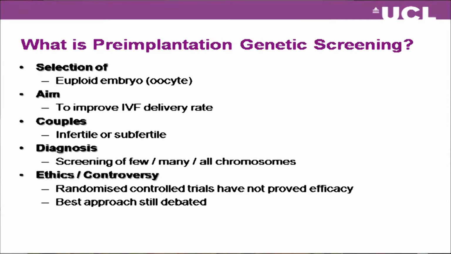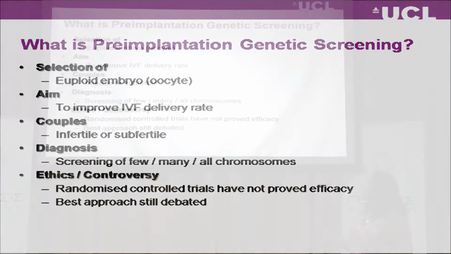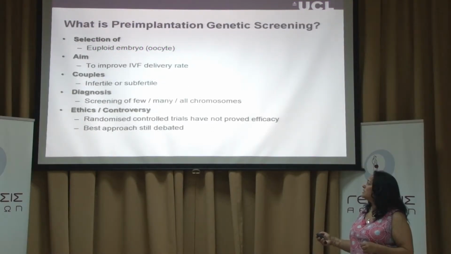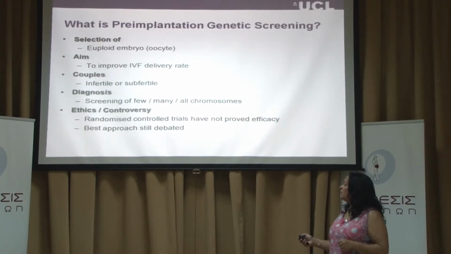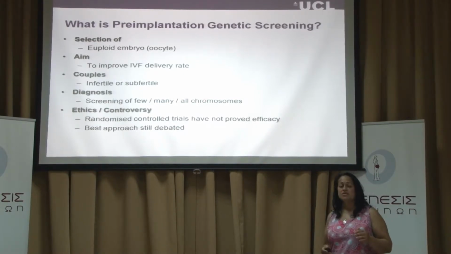It's using the same technology that we have in PGD, but to help infertile couples going through IVF to select embryos according to their chromosomes. So we're selecting the normal diploid embryo, euploid embryo or oocyte, trying to improve the IVF delivery rates. So these are couples, as I said, going through IVF. So what we want to do really is diagnose as many chromosomes as possible.